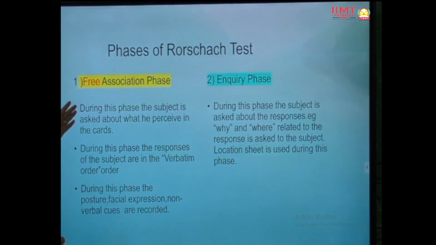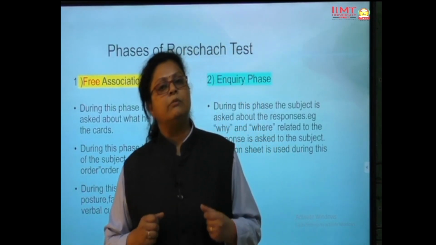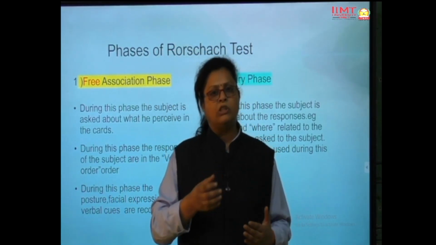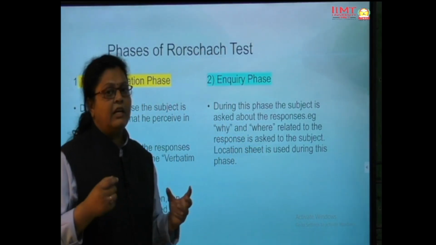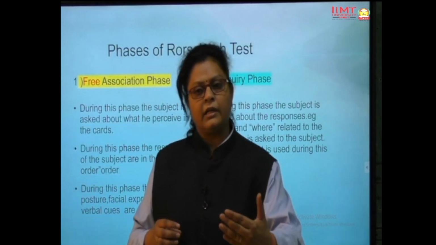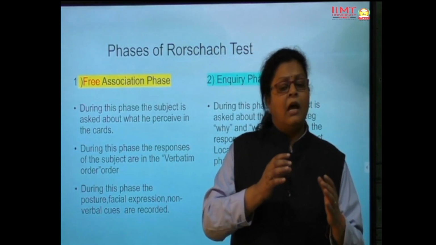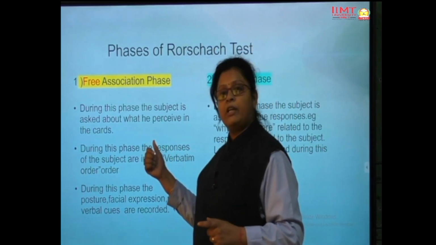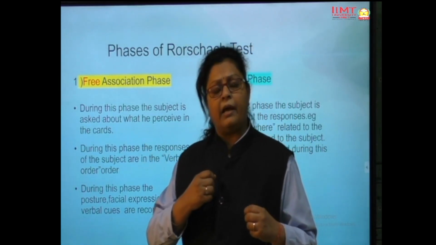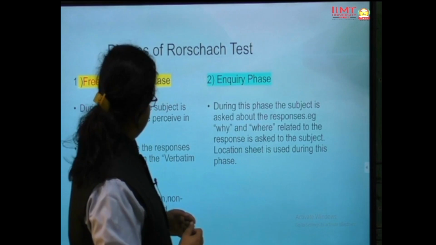Initially, the free association phase follows. During this phase, we show the subject all the cards one by one and ask the subject to give a response according to his wish. The responses given by the subject have to be recorded in verbatim order, in the same order as spoken by the subject. During the free association phase, the therapist has to record all the verbal and non-verbal behavior of the client.